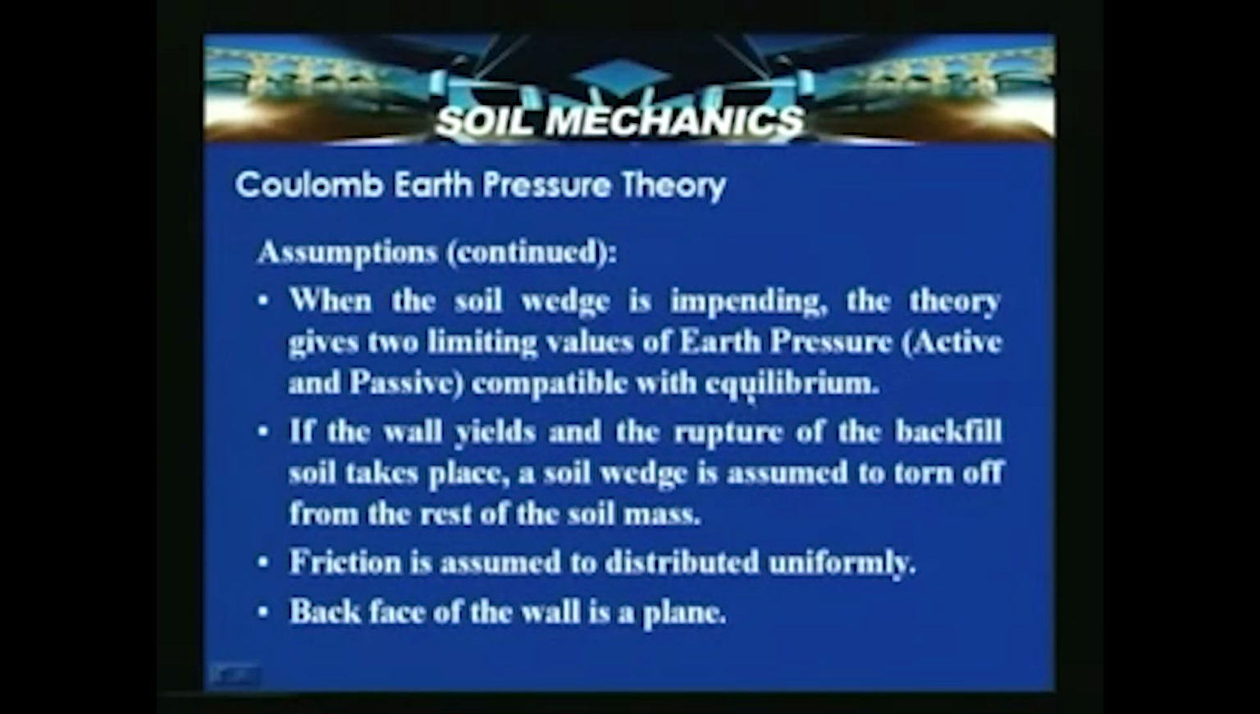If the wall yields and the rupture of the backfill soil takes place, a soil wedge is assumed to be torn off from the rest of the soil mass, as we discussed in the previous slide. And friction is assumed to be distributed uniformly, and the back face of the wall is a plane. That is another assumption which we made.